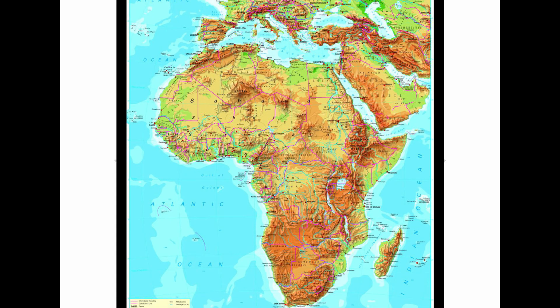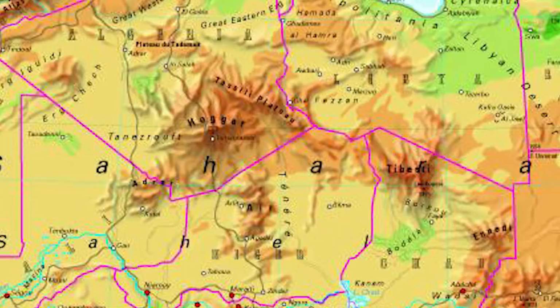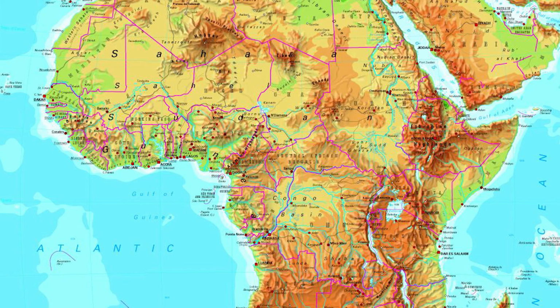Next, we're going to look at physical maps, which show you the major physical features of a region. This usually includes mountain ranges, rivers, oceans, deserts, plains, and lakes. Usually they're in different colors to show you the elevation of a region that you're looking at.